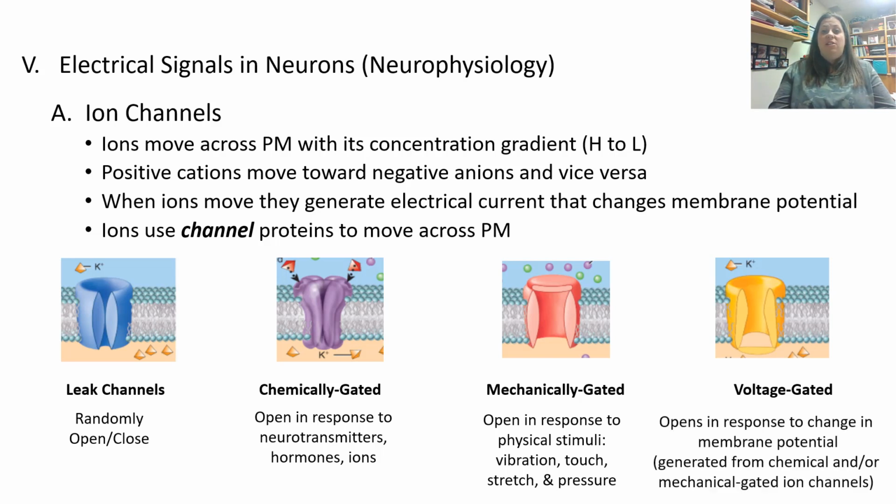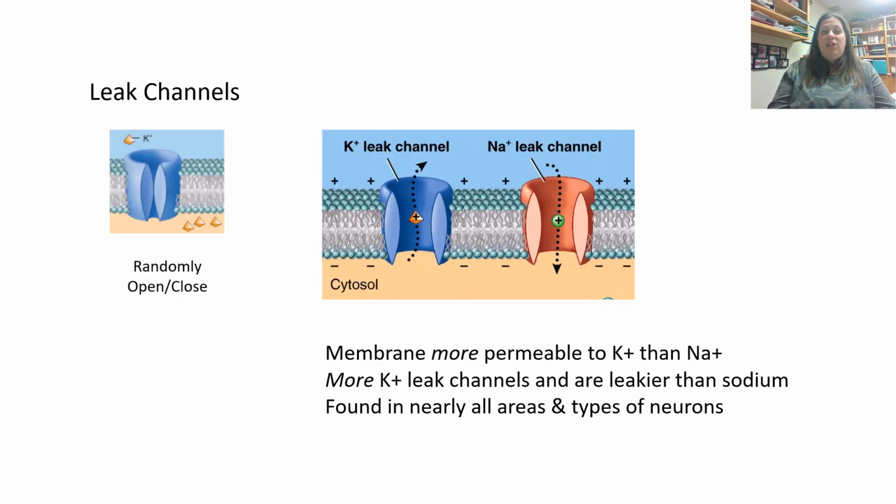And then we have the voltage gated channels. These are going to open in response to changes in those membrane potentials. So as this electrical current is generated, these are going to open up. This allows for that electrical current to continue down the axons, which is where we're going to find most of these voltage gated channels.